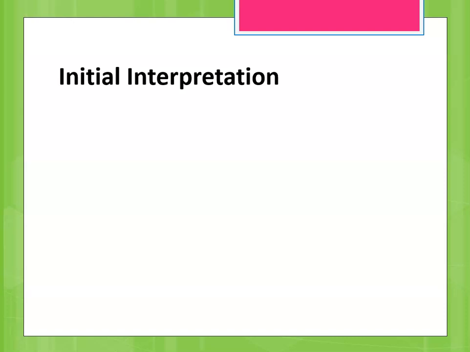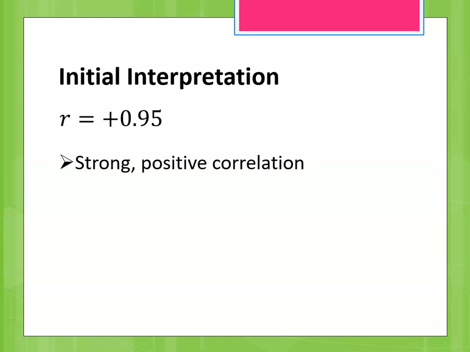Welcome back, my friends. After all that hard work in calculating a Pearson correlation, what does this R value mean? As researchers, we have learned the key features of a correlation in order to do an initial interpretation. The plus sign indicates that we have a positive correlation. The number value is close to a plus 1.00, which means it is a strong correlation. Therefore, the first initial interpretation is that we have a strong positive correlation.